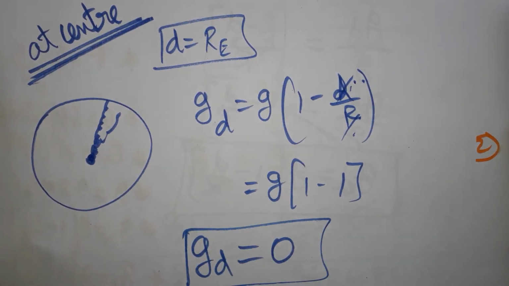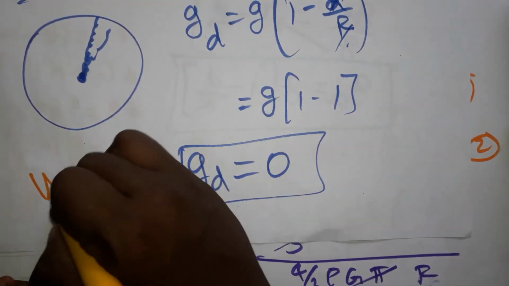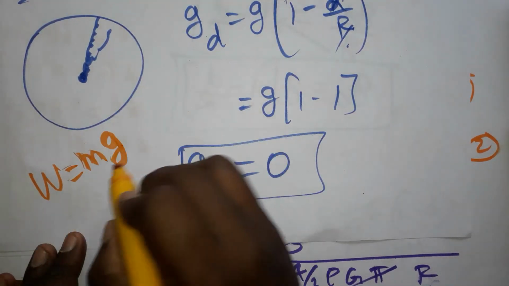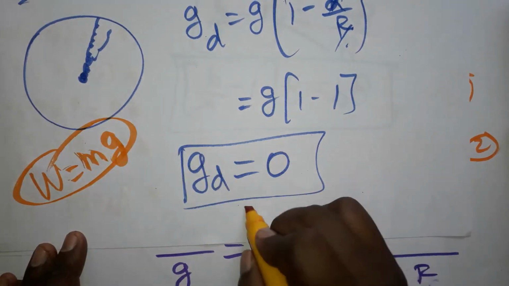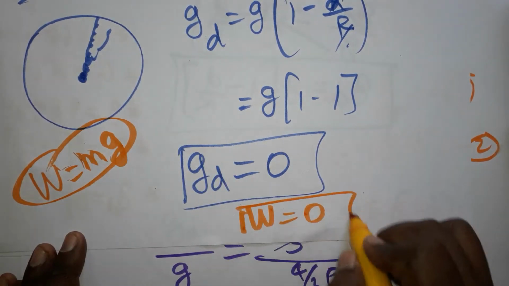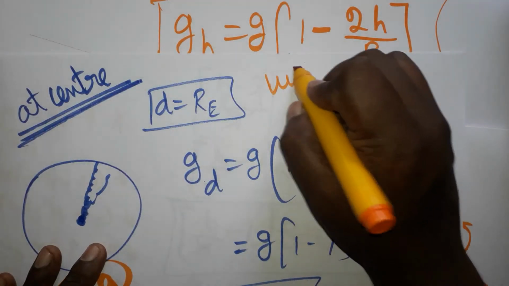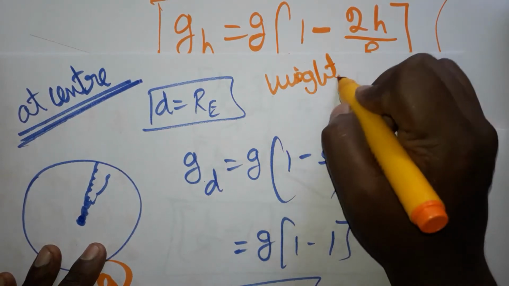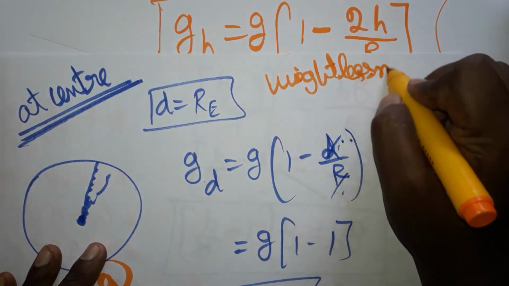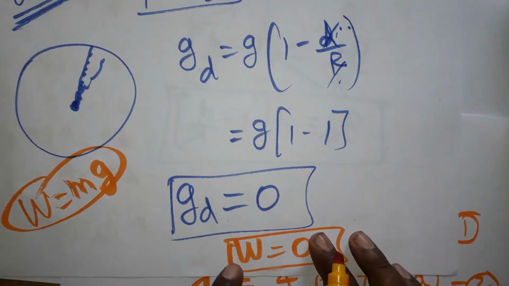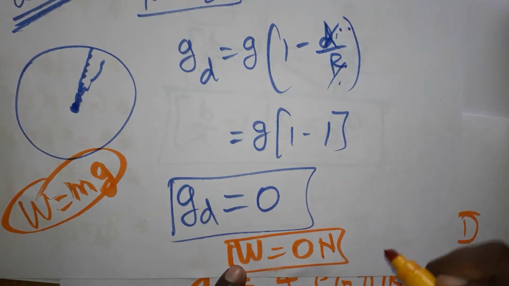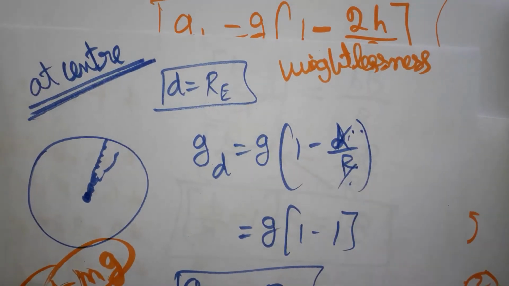So when the gravity is 0, weight is equal to mass into gravity, so weight is going to be 0. It's going to be weightlessness. So this is what we are going to learn: weightlessness. When the gravity is 0, that is the time weight is going to be 0 Newton. That time we can call it weightlessness.